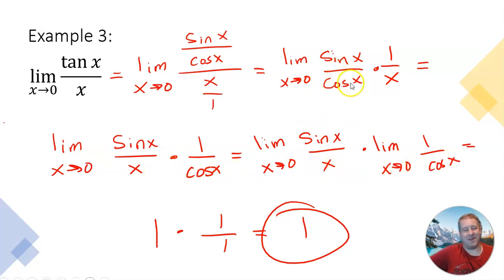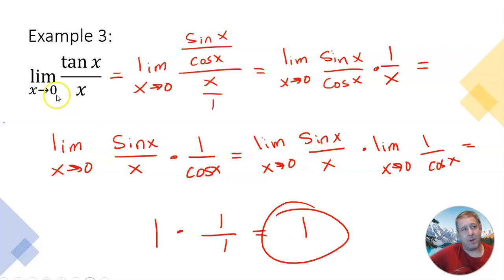Actually, no, I'm going to split it. Sorry, I'm going a little too fast here. So you're going to split this up using your properties into a limit as x approaches 0 of this times the limit as x approaches 0 of the other term. So we've really just split it up into two different terms. And now we can basically solve each one separately.